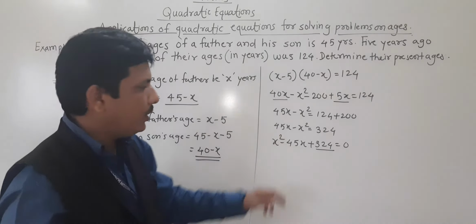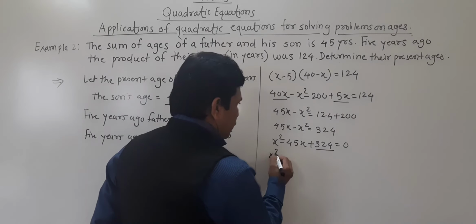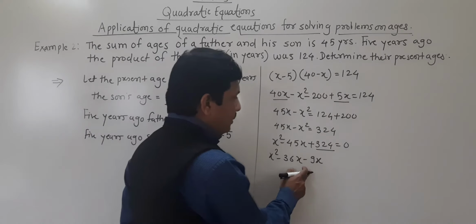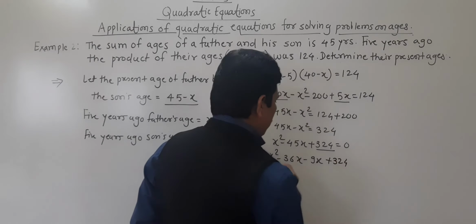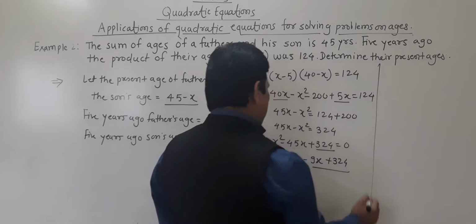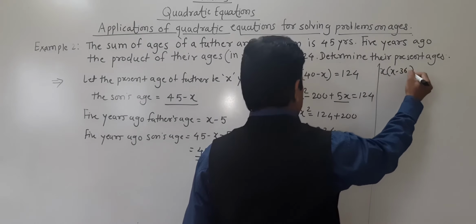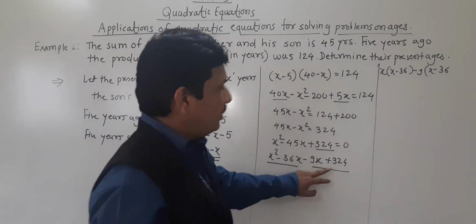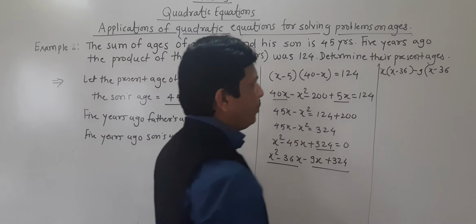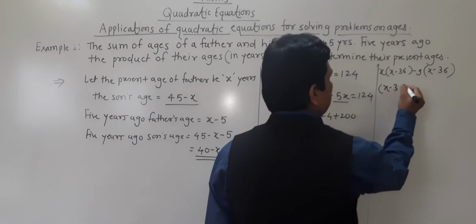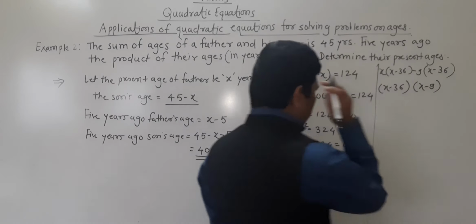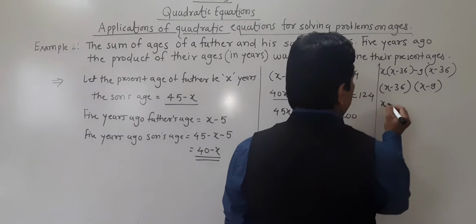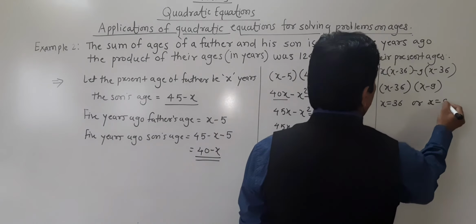Minus 36 and minus 9 will make plus 324 and the sum will be minus 45. Okay, so I am taking x square minus 36x minus 9x plus 324. Okay, so from this we can take x common, x in bracket x minus 36, minus 9 in bracket x minus 36. Okay, 9 6s are 54. So x minus 36 and x minus 9. Okay, so x is equal to 36 or x is equal to 9.